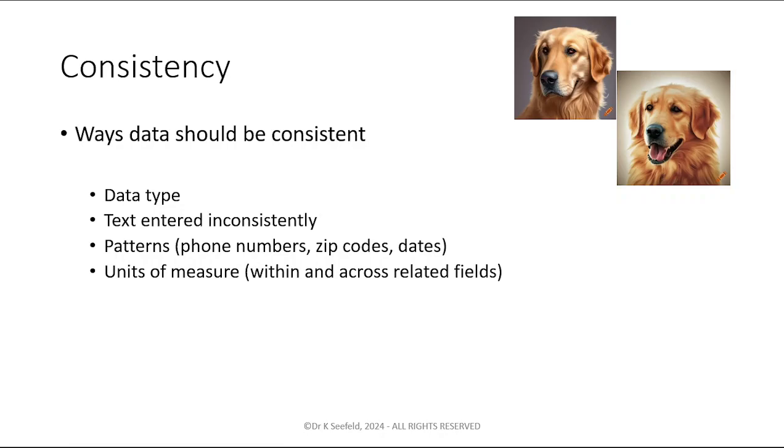Within a column, all the data should be the same data type. If it's text data, it can be entered inconsistently or consistently, and that means like capitalization and spelling errors and stuff. Patterns such as phone numbers and zip codes and dates should be consistent. Units of measure should be consistent, so you shouldn't have weight in pounds and weight in kilograms. But when you enter data, you have to be careful and make sure that you're collecting it in the appropriate way.